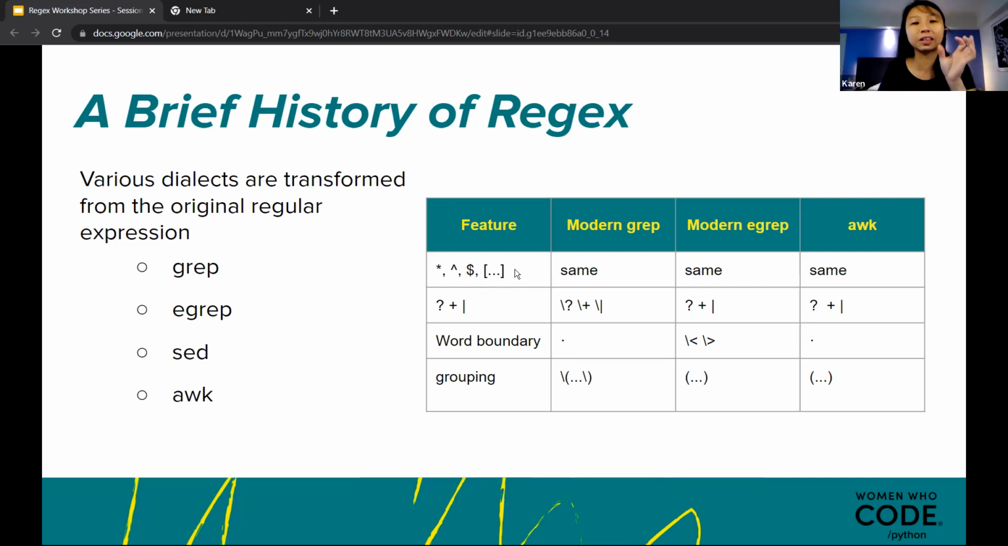A lot of the symbols, what we call metacharacters, are the same. But how we define boundaries, operators like and/or, and groupings are completely different. So keep in mind that if you're doing regular expression, it might work one way in one language, but it might work differently in Python because of the dialects.